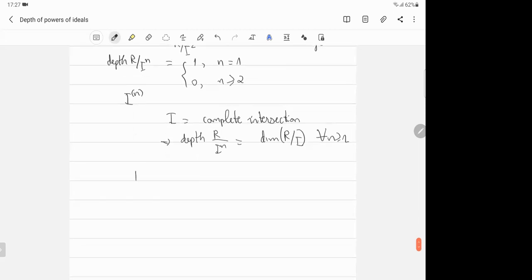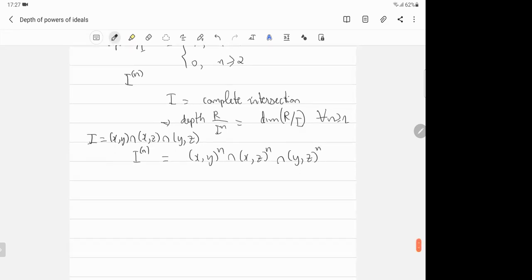Now we know that we can compute the symbolic powers via this primary decomposition, right? This tells you that I is unmixed, so the symbolic power is just this intersect this, intersect this.